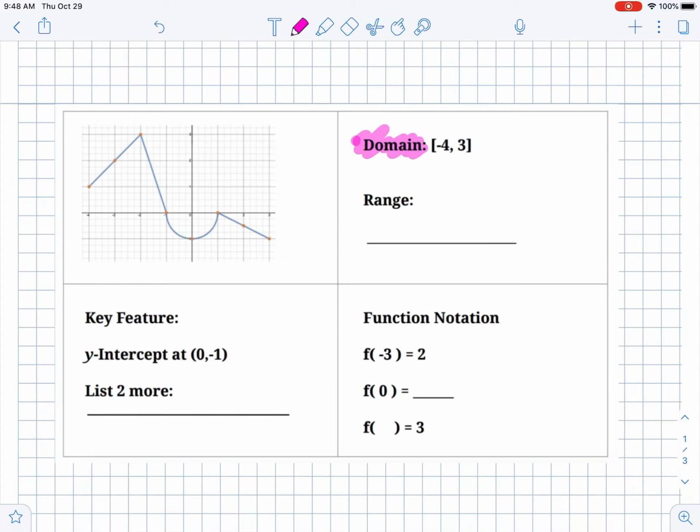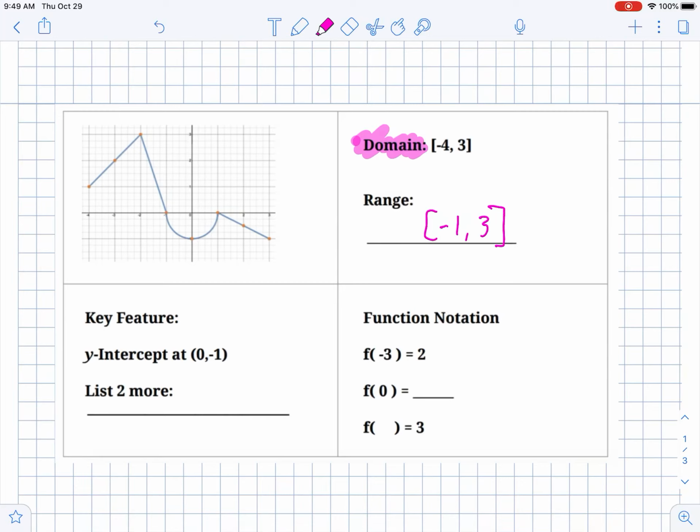So what did I say? It's going to be -1 to +3, including -1 and including +3. That's from here all the way up to here. That's all the y-axis that the graph touches. Key features. They tell us that the y-intercept is at 0, -1, which makes sense. That is 0, -1. List 2 more.